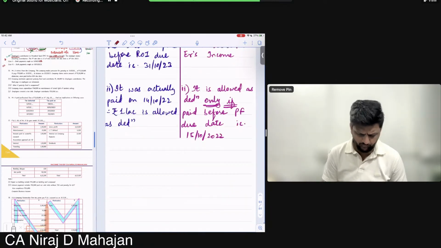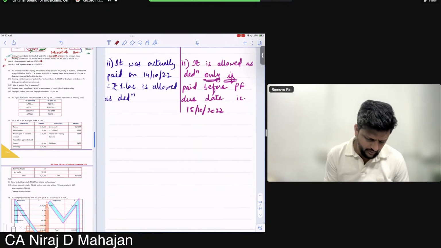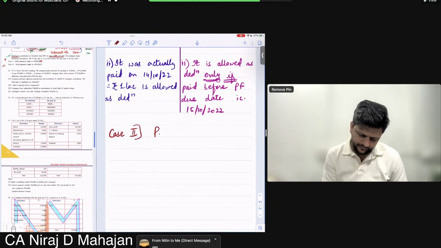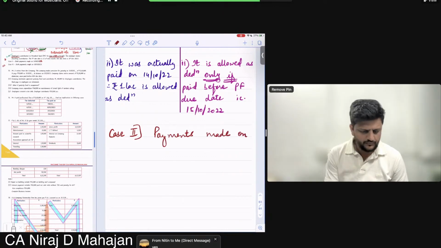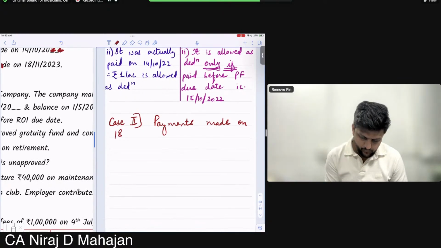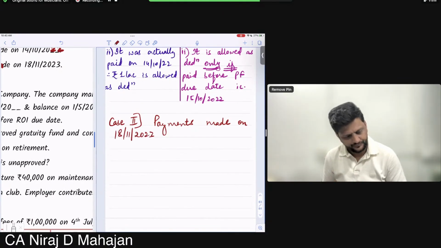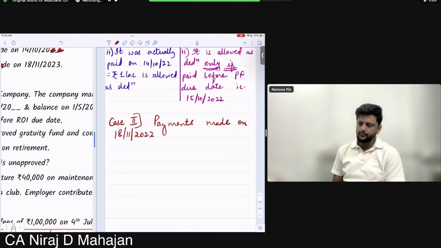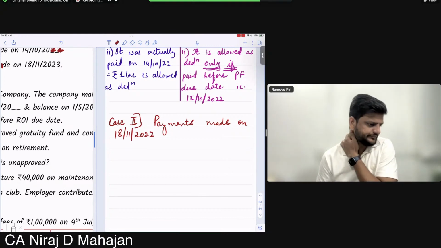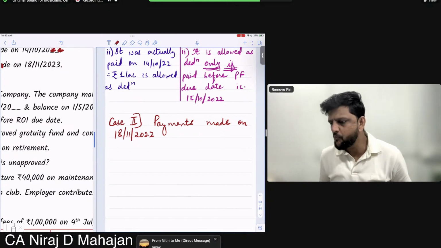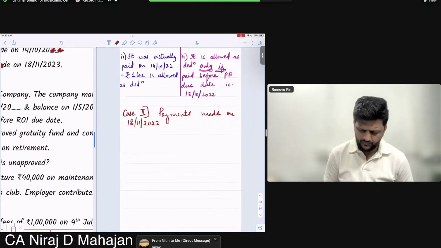I'll go ahead, everybody. Case 2. Payments made on what date now? 18/11/23. That means definitely after the PF due date as well as after the ROI due date. Same thing.